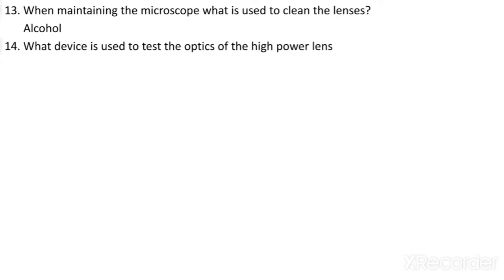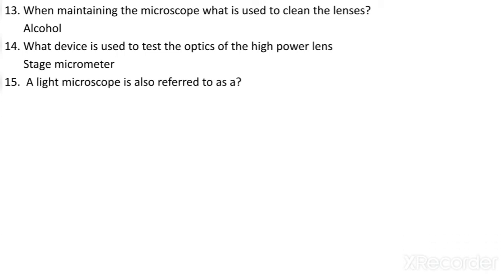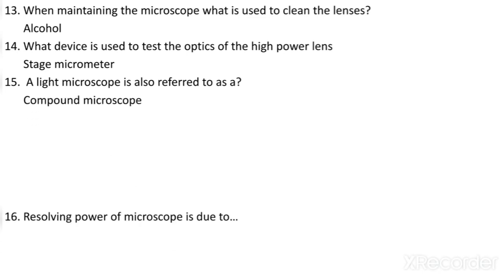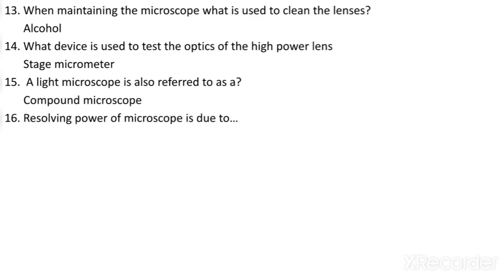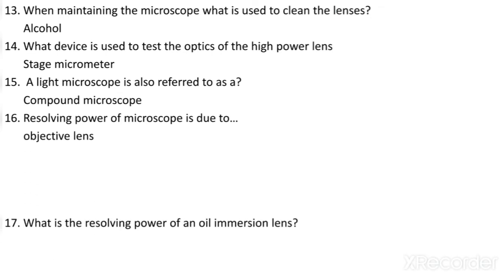What device is used to test the optics of the high power lens? Stage micrometer is used. A light microscope is also referred to as a compound microscope. Resolving power of a microscope is due to what? It is due to the objective lens.